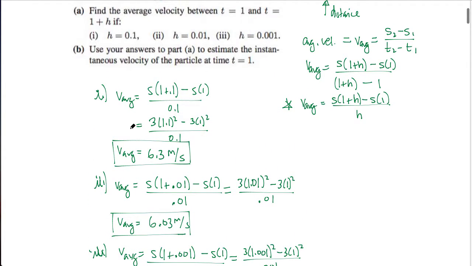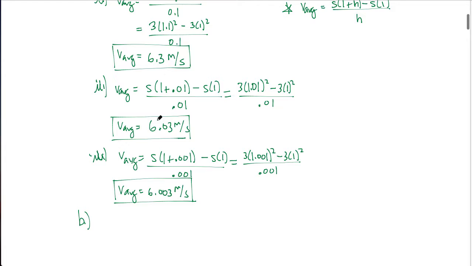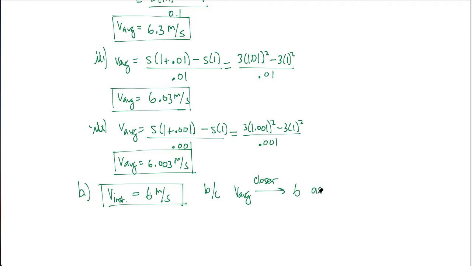And B says, estimate the instantaneous velocity of the particle at time t equals 1. Well, if you look at these 3 velocities, as the time interval gets smaller and smaller, my average velocity seems to be getting closer and closer to a value of 6. So my instantaneous velocity, I might say, is very likely going to be 6 meters per second. And the reasoning here again is because v average is getting closer and closer to 6 as the interval gets smaller, or as h gets smaller.